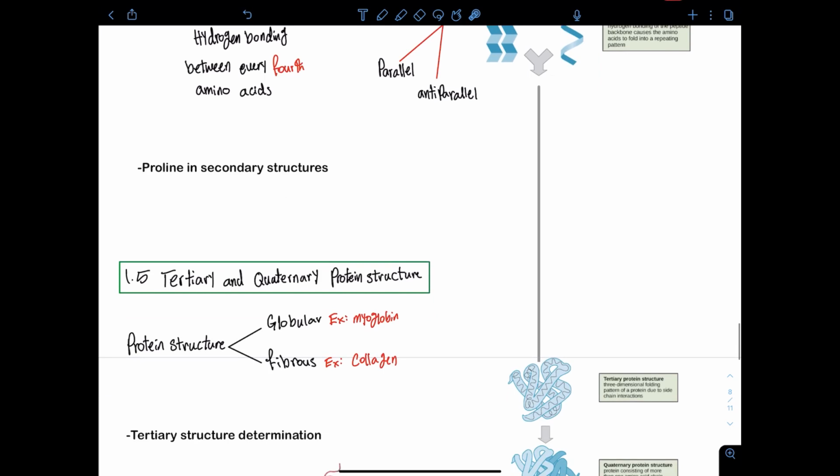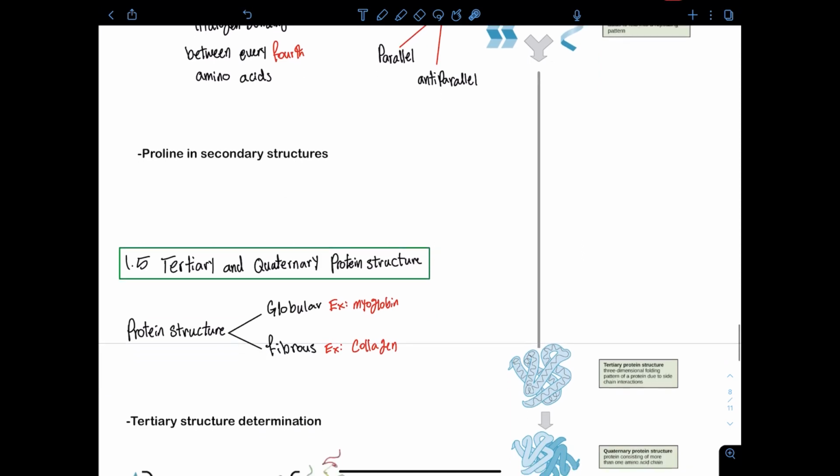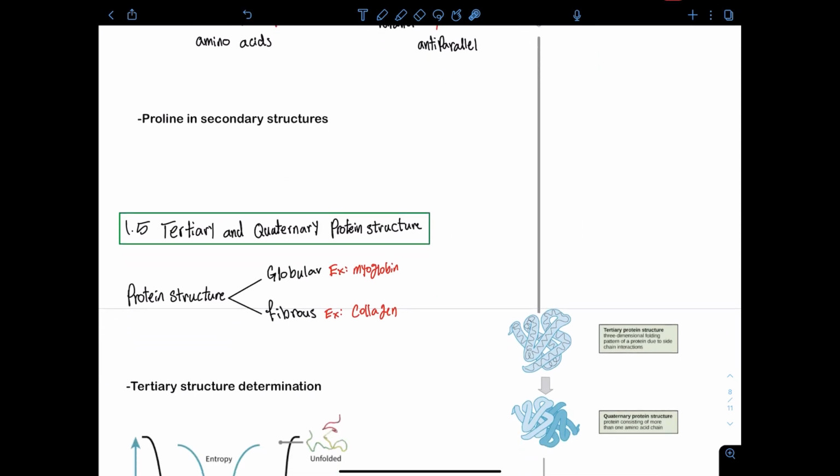Section 5 talks about tertiary and quaternary protein structure. So in general, we have two types of protein structure. One is globular and the second one is fibrous. Globular tends to be spherical, and fibrous have structure that resembles sheets or long strands.